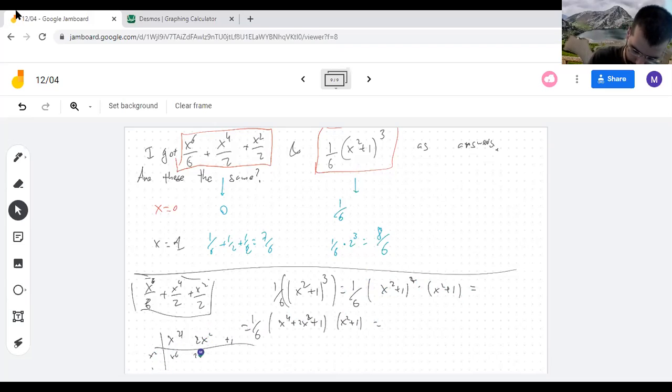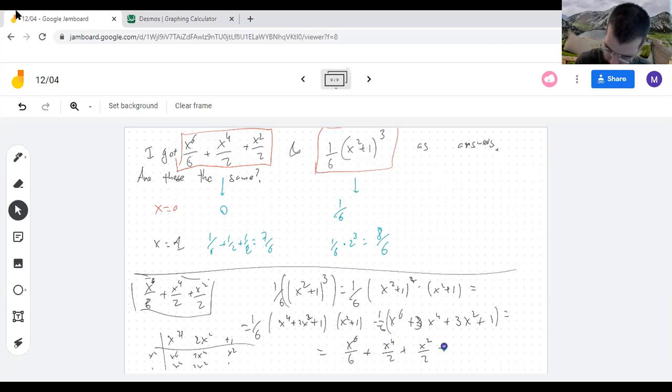X to the sixth, 2x to the fourth, x squared, x to the fourth, 2x squared. It's also a formula for the cube, but that gives me x to the sixth plus 3x to the fourth plus 3x squared plus 1. And that is x to the sixth divided by 6. And then 3/6 is x to the fourth halves, x squared halves, and then 1/6.